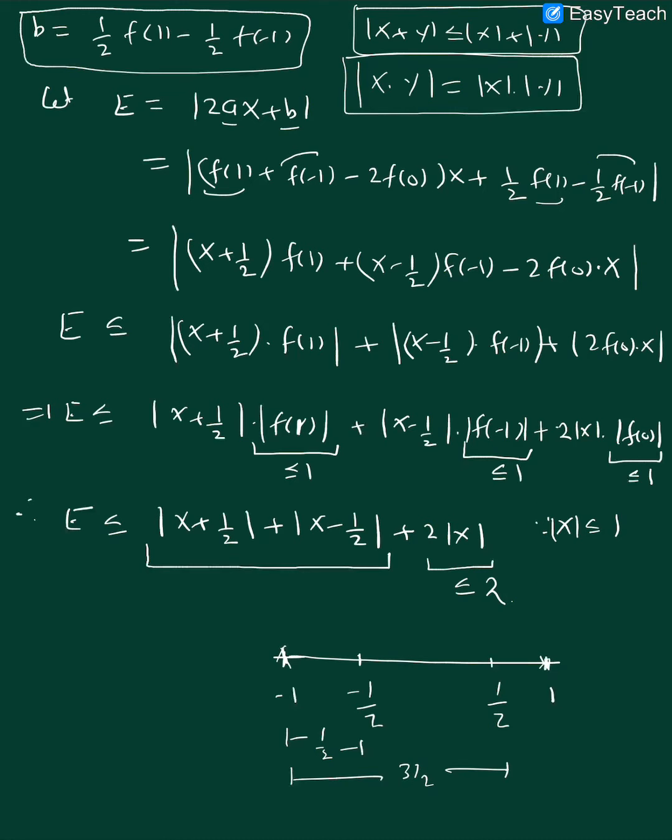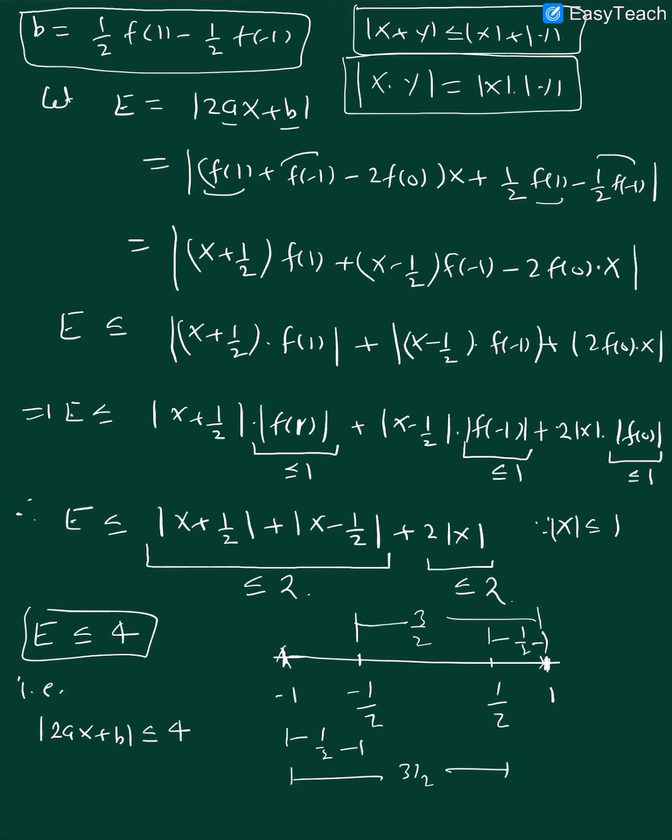And on the other hand, if we take x equals 1, then this amount is 1/2 and this amount is 3/2. That is, the sum cannot go beyond 2. Finally, what we have is that E cannot go beyond 4. That is, |2ax + b| is less than or equal to 4. Therefore, the smallest possible value of M is 4.